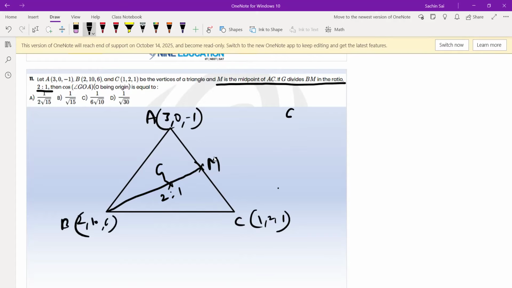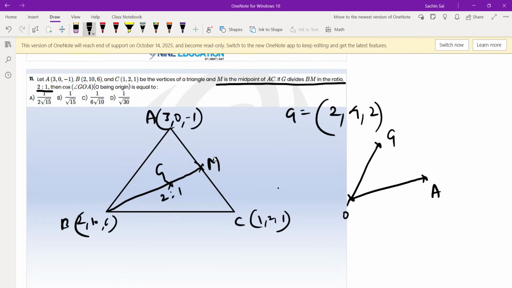So what will the centroid be? Centroid is (x1 plus x2 plus x3)/3, (y1 plus y2 plus y3)/3, (z1 plus z2 plus z3)/3. So here the centroid will be 2, 4, 2. Now we need to find the cosine of the angle GOA. So you have the point G, you have the origin, you have the point A. If you want to find GOA, you have to consider two vectors which start from O, because the angle is being formed here. This is the angle you want to find. So two such vectors are OA bar and OG bar, right?